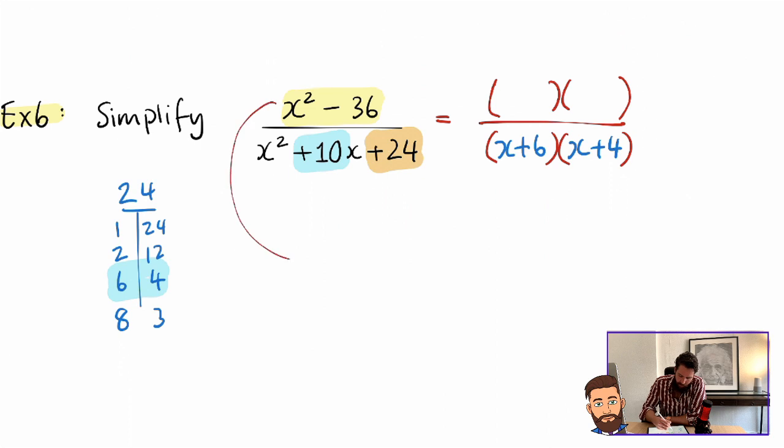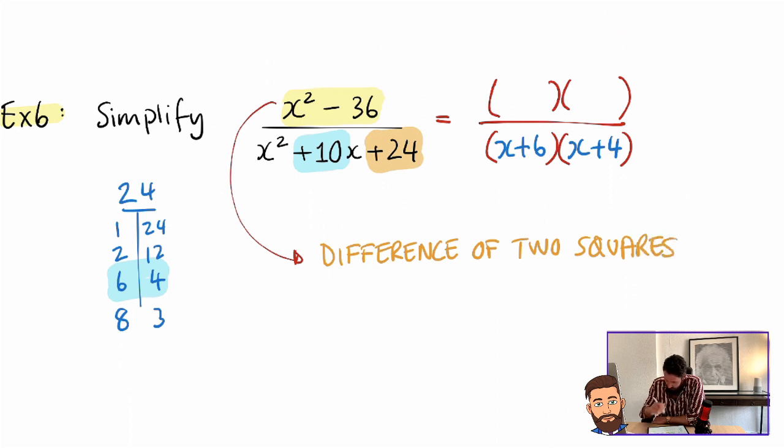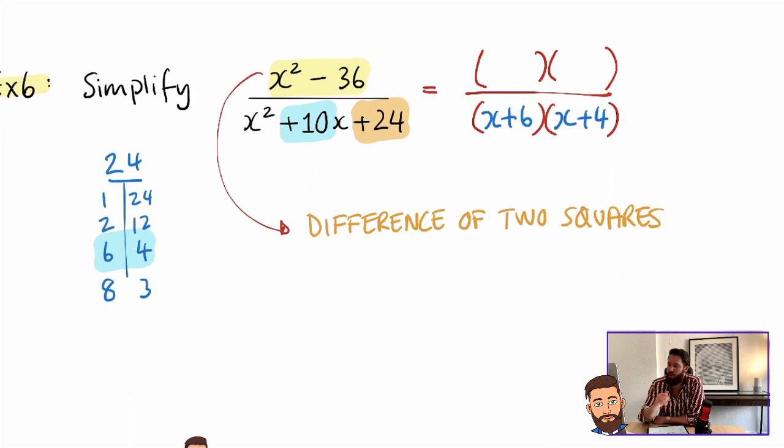This here is what we call the difference of two squares. Okay, the difference of two squares. And what that says is, and why is it called the difference of two squares?